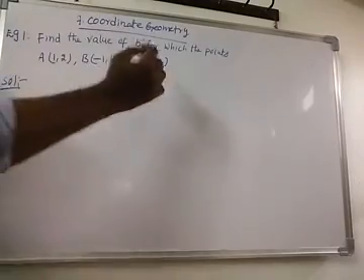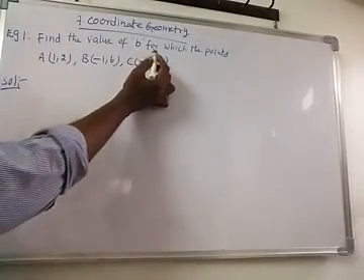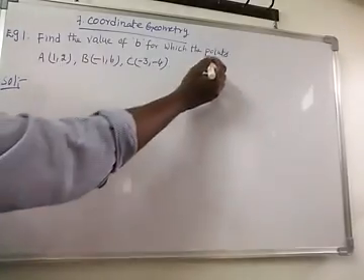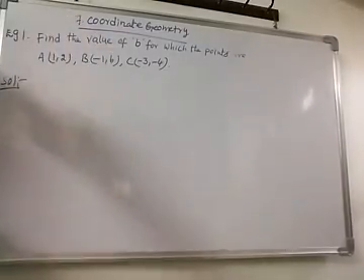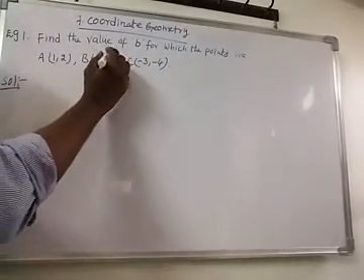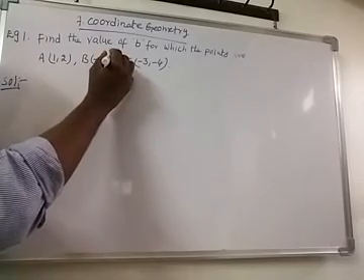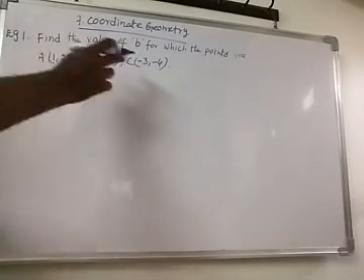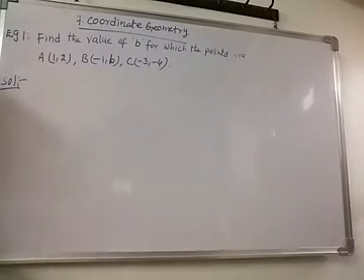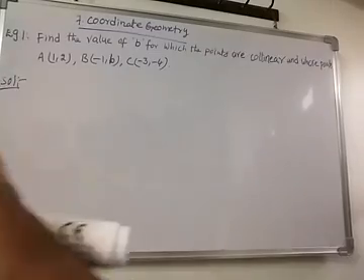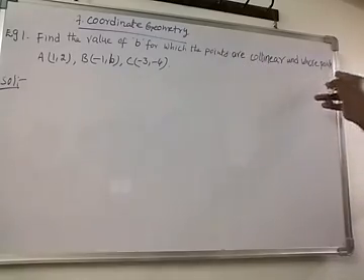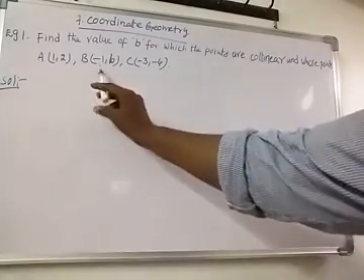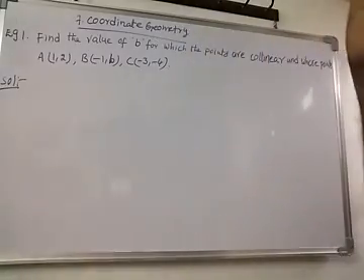Find the value of b for which the points A(1, 2), B(-1, b), and C(-3, -4) are collinear points.